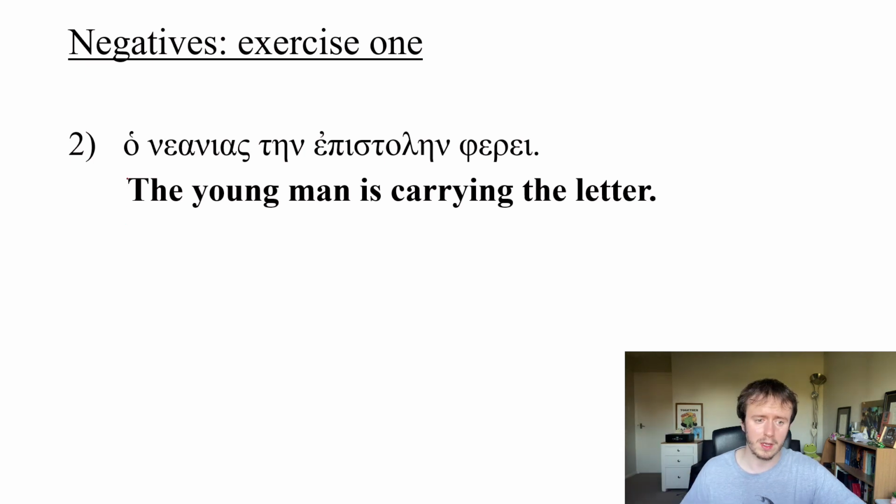We knew that it meant this because the young man, ho neanias, is in the nominative, as indicated by the definite article, and we can find the action he's doing in the verb pherei. Pherei means he, she, or it carries or is carrying. And then we had tēn epistolēn, which is the letter, in the accusative, as indicated by the definite article, and so we know that the letter must be the direct object. It's the thing being carried. And that's why we need to translate this as the young man carries, or is carrying, the letter.